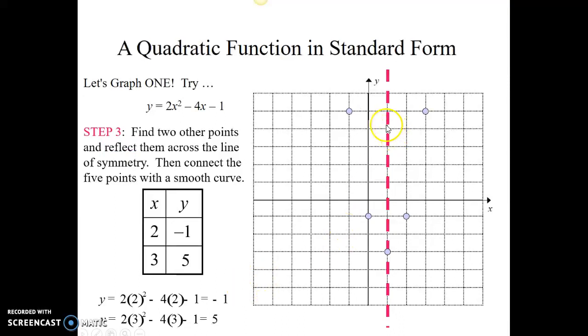Notice when looking at the reflection, on this side this point is 2 away, and on this side it's 2 away from the line of symmetry. This point is 1 space away from the line of symmetry, and this one's 1 space away. So it is a true reflection.